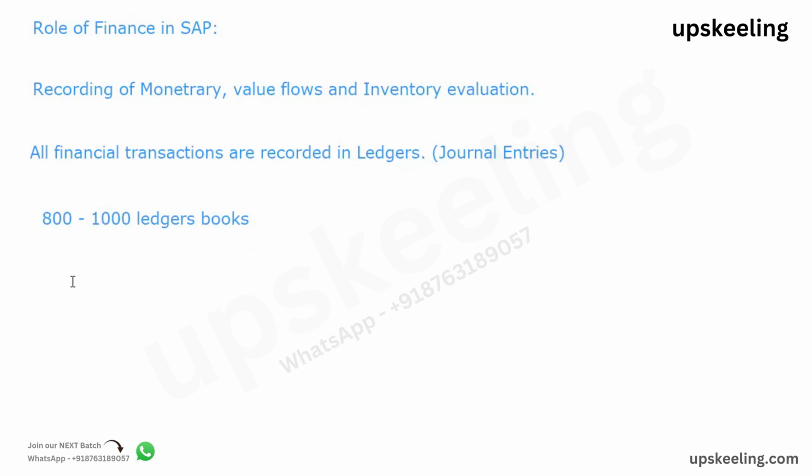Now, these ledger books in the SAP system are called general ledgers. In short, they are also called GLs. And the ledgers are nothing but account books. So people call them GL accounts. These are nothing but your general ledger accounts. This is the place where you record the transactions.